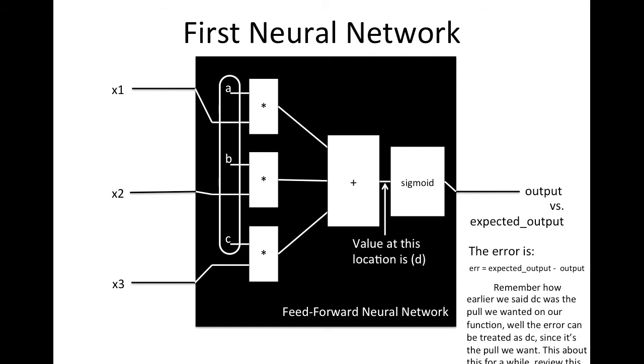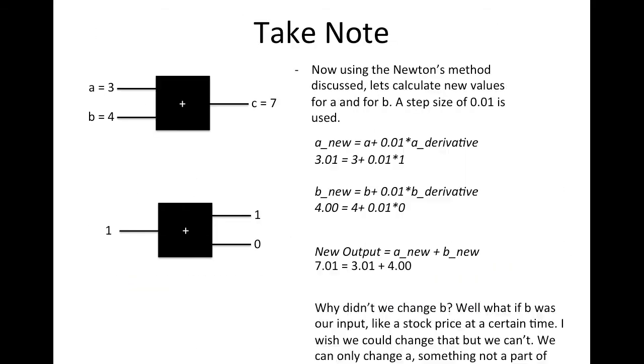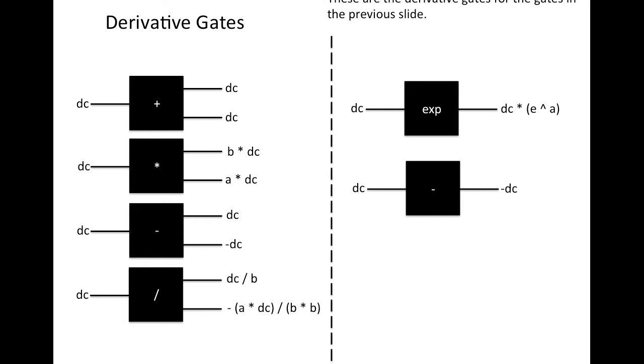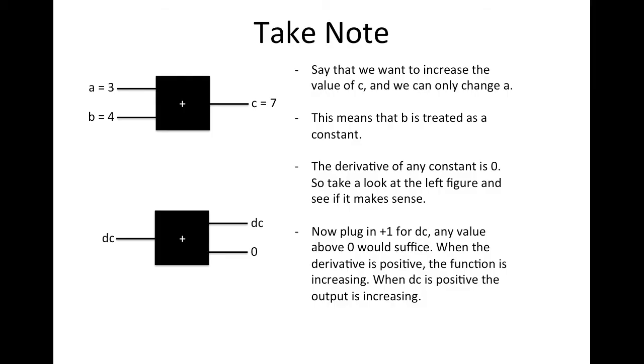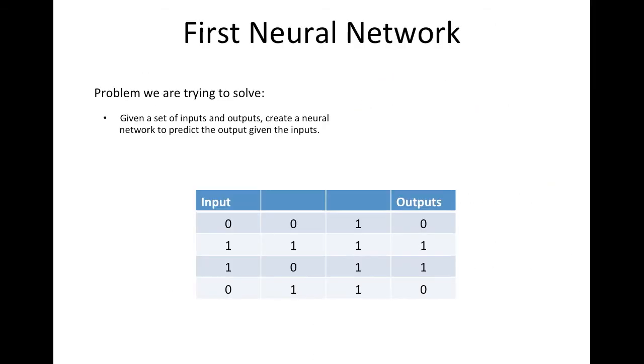Remember how we said dC was the pull we wanted on our function? Remember how we had all these dC values all the way up here? And then you're like, why the heck do we even have dC values? Well, dC values are the pull that you want on the circuit. Well, what's the pull you want on the circuit? It's the error, right? If there's no error, you don't want any pull on the circuit. If there is an error, you want it to pull on the circuit in the opposite direction in order to eliminate that error. That's the entire basis of neural networks.